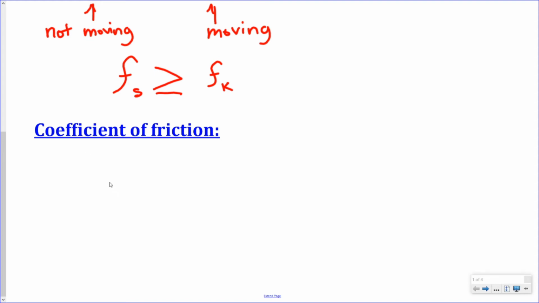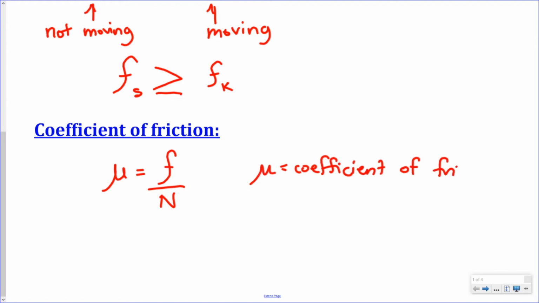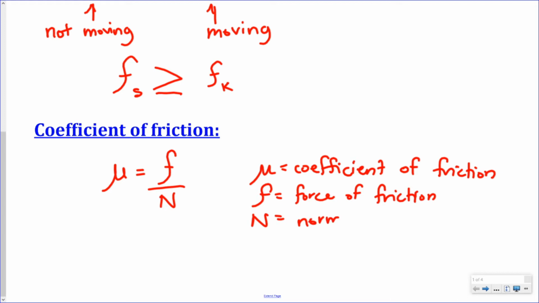The formula that we use when we talk about the coefficient of friction is mu, that's a Greek letter, equals the force of friction divided by N, the normal force. Let's actually write what all these things are. Mu is the coefficient of friction. F is the force of friction. And N is the normal force.